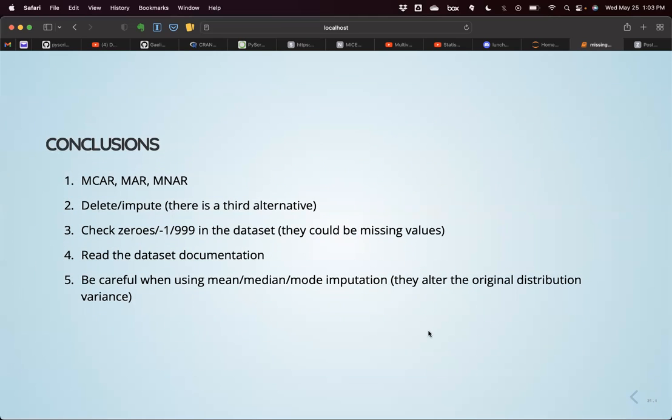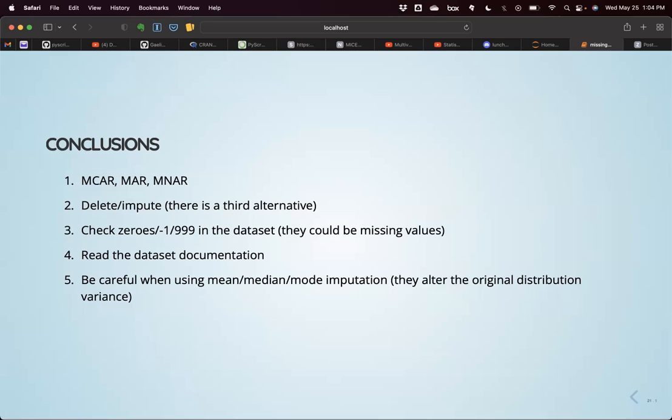Conclusions. What did we learn today? We learned some of the mechanisms to diagnose the causes of missing values: MCAR, MAR, and MNAR. We discussed some of the alternatives, delete and impute. But there's a third alternative that I haven't mentioned yet, and that's an assignment for you. There is a third alternative that is neither deletion nor imputation, and it's very clever. So let's try to discuss that in the Discord channel, and I'll give you some hints there.